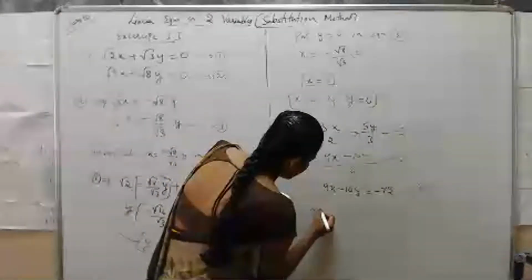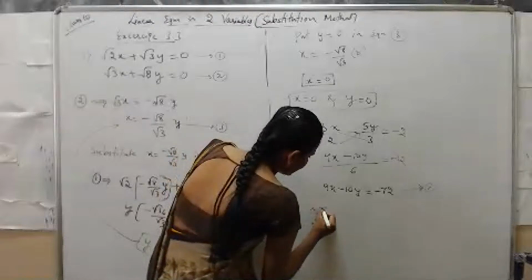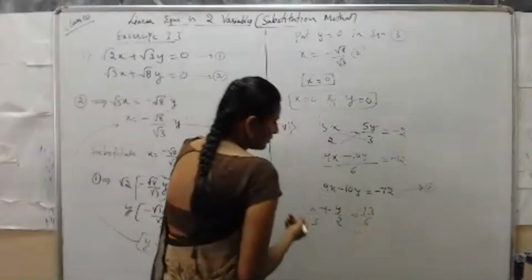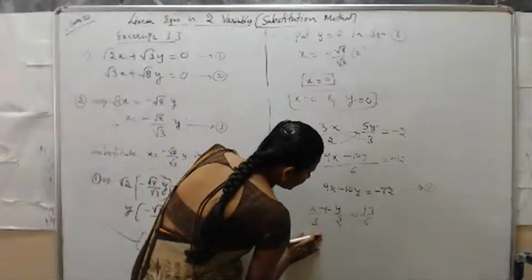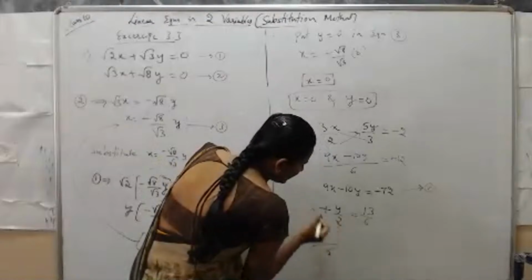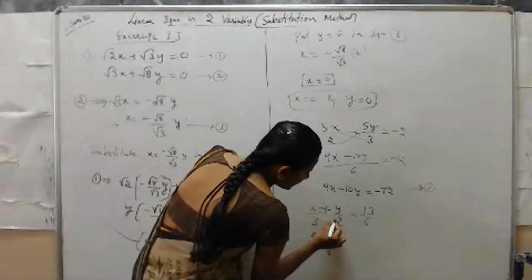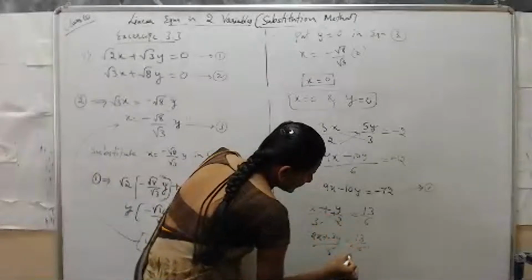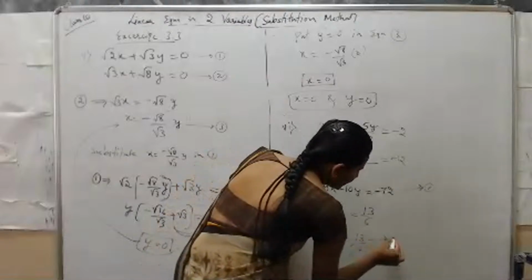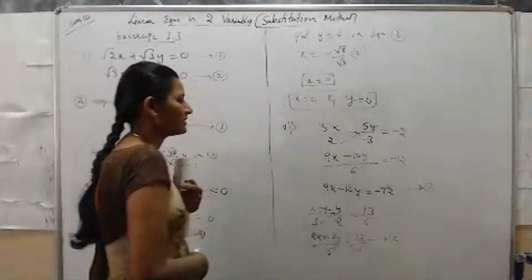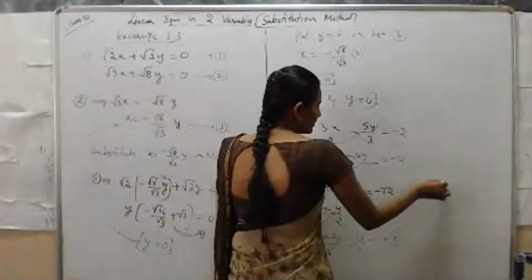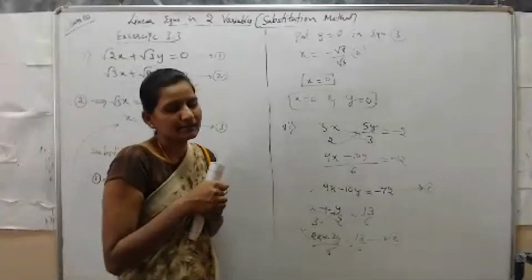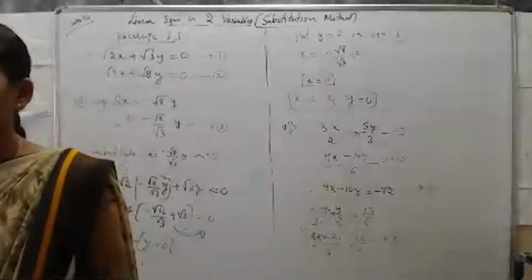Second equation: x by 3 plus y by 2 is equal to 13 by 6. What you have to do? 3 2s are 6. Cross multiplication: 2x plus 3y is equal to 13 by 6. 6 and 6 get cancelled. So 2x plus 3y is equal to 13. This is equation 2. So you got equation 1 and equation 2. To solve these two equations, you will get x and y values.